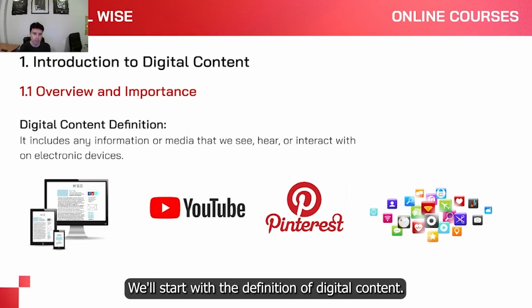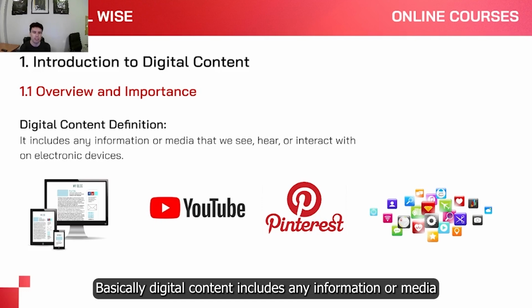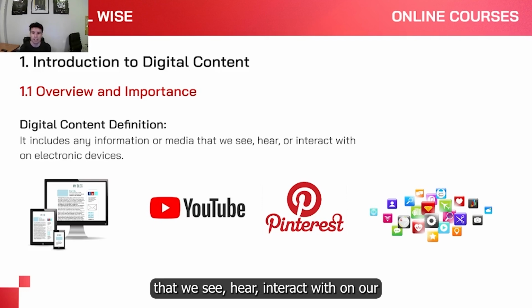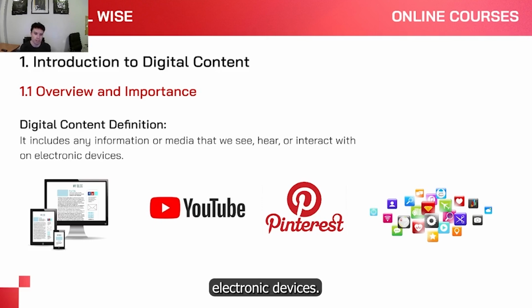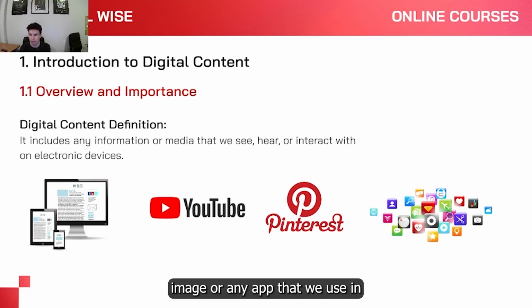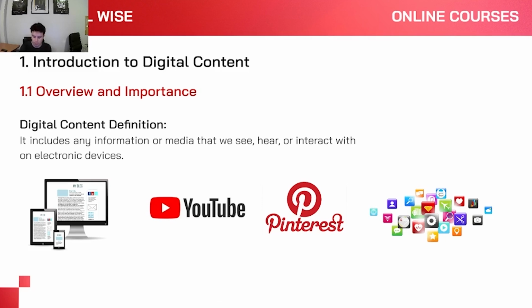We'll start with the definition of digital content. Basically, digital content includes any information or media that we see, hear, interact with on our electronic devices. It can be an article, a video, an image, or any app that we use in our smartphone.